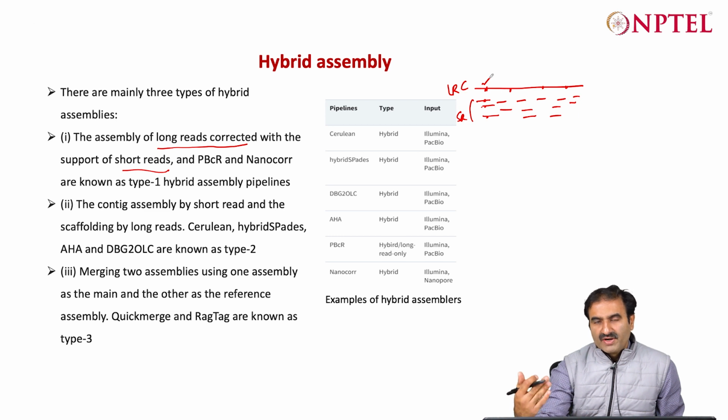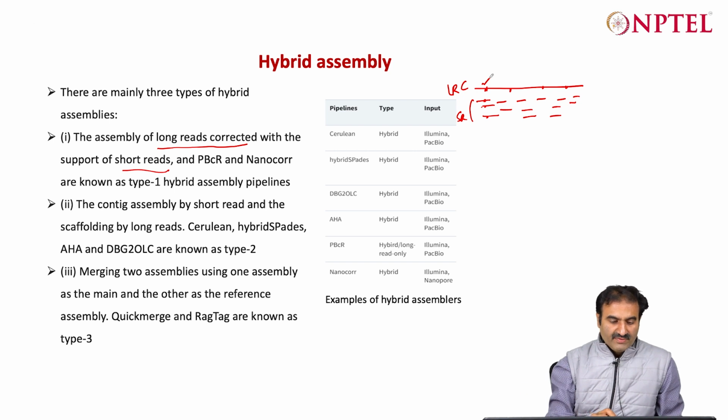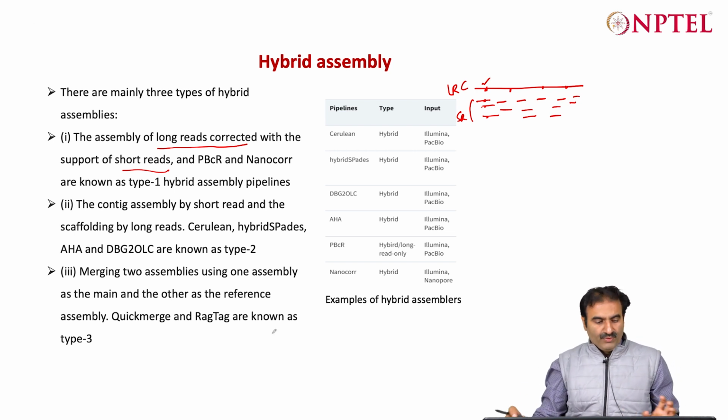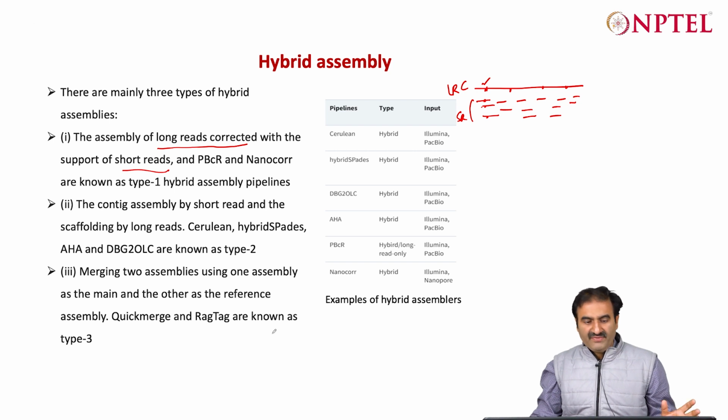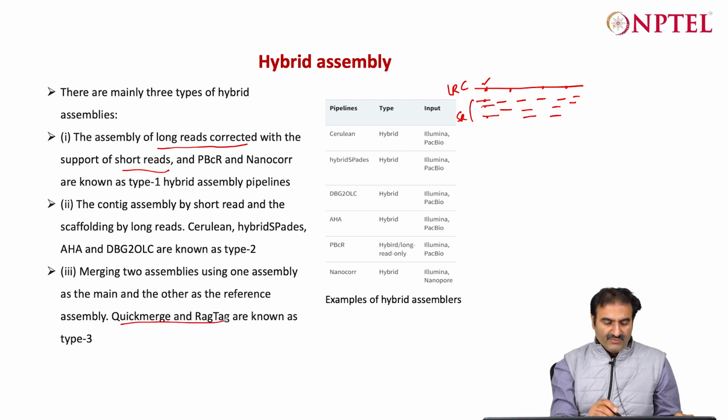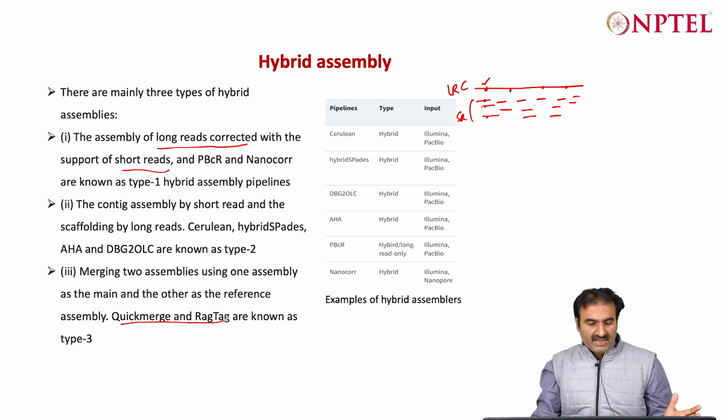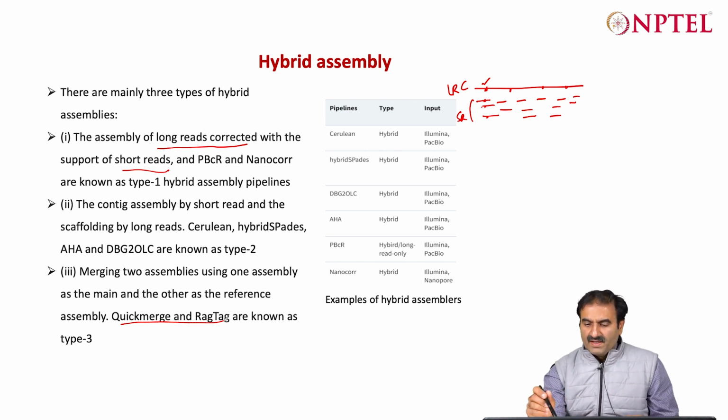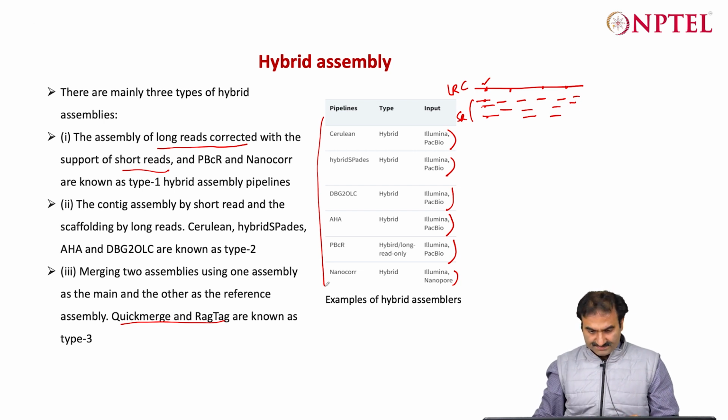Or you can use the short reads assembly as a template and try to fill up the gaps by using the long read assembly, right? So that is why there could be type 2 or type 3 type of merging. Type 3 is quick merge, that uses one of the assemblies as the main assembly and another one as the reference assembly, and this way it tries to merge both the assemblies together. And some of the pipelines are also available that provide short and long read, can take both of them, and can do the hybrid assembly.